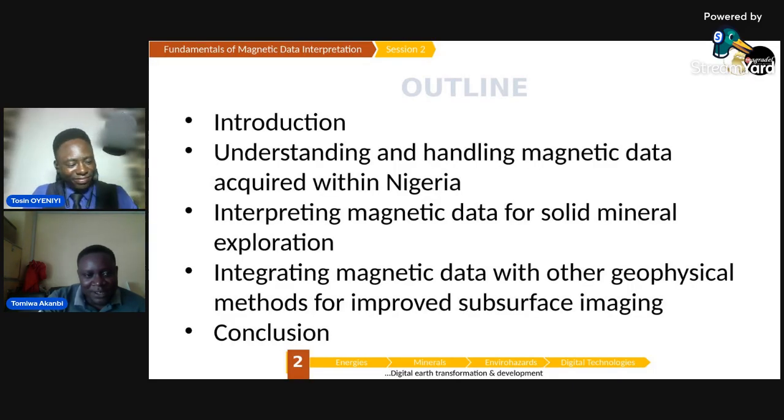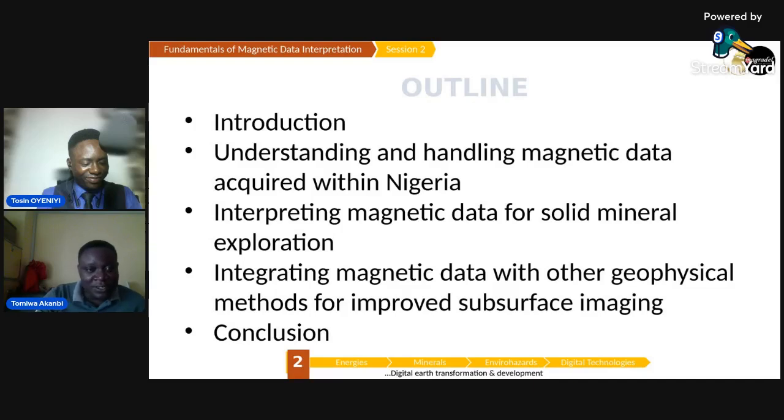So these are my outlines. We're talking about how to understand and handle magnetic data that is acquired in Nigeria, and I think you also said a lot about that too. And then how to interpret magnetic data for solid mineral exploration. What are the things that you need to consider? What are the factors that you need to put in place before you consider magnetic data to be one of the data sets that you would need to interpret?